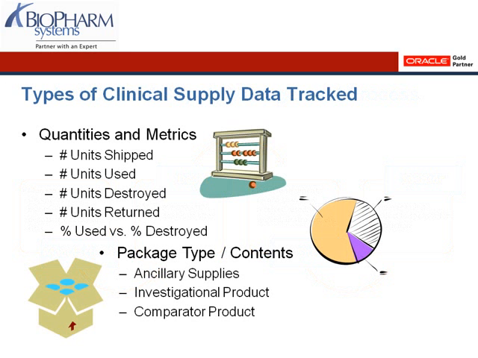So when we look at and design that process in detail, we need to ensure that we can track various key points of data about that supply. We need to obviously track quantities and metrics such as number of units shipped, number of units used, destroyed, returned, and then look at comparisons on percent used versus destroyed and potentially some other metrics as well. We also need to track what type of shipments we're making. It may not just be investigational product that we want to track. We could have the need to track ancillary supplies or equipment or comparative product as well.